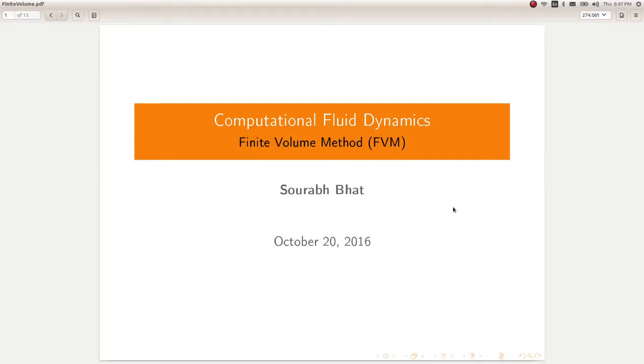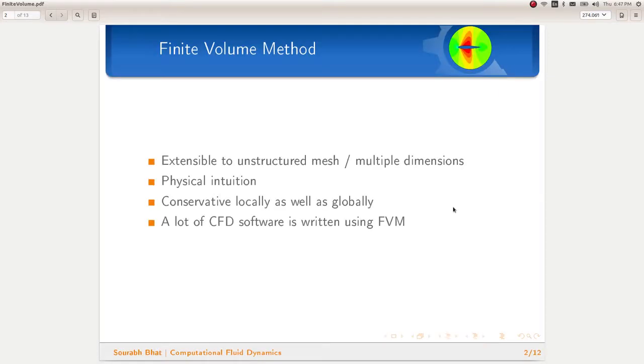We will start with a general approach towards finite volume formulation, but eventually simplify the formulation to apply to Cartesian mesh, which is our current problem at hand. But before we begin, let us look at the advantages that the finite volume method offers compared to other methods.